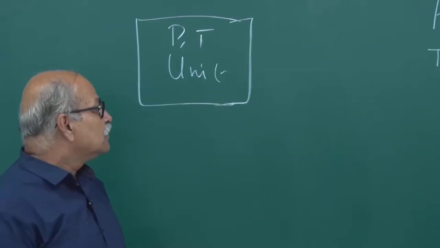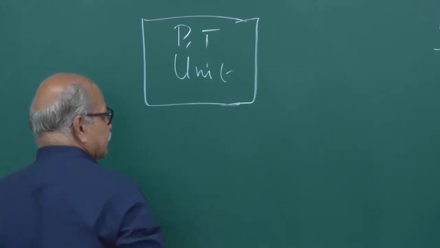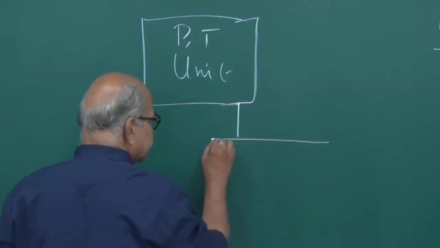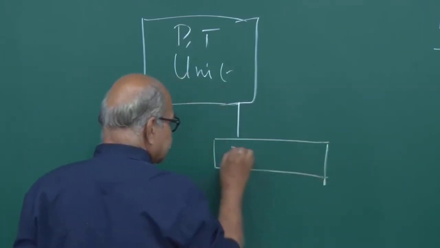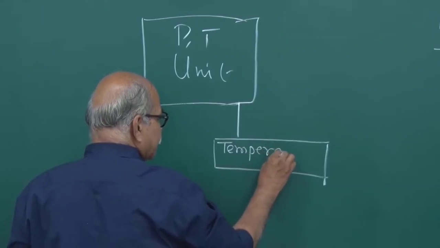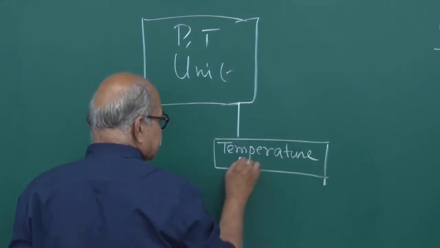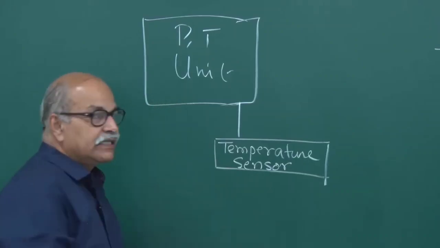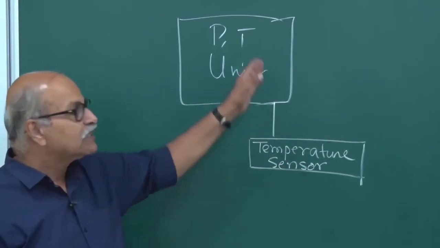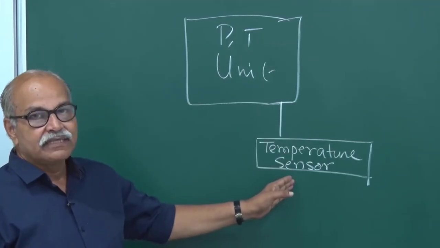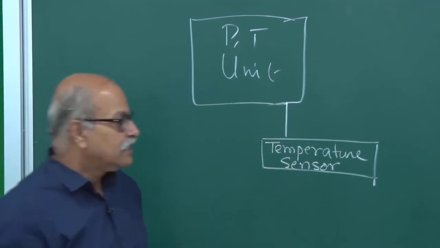Okay. So, what we can do is have sensors, say a temperature sensor. This is another unit, the temperature sensor. What does it do? It creates a voltage corresponding to the temperature. Different temperatures will create different voltages, like a thermocouple.